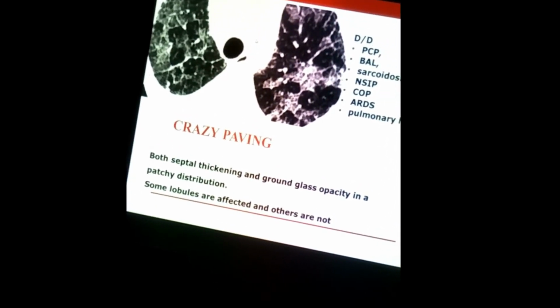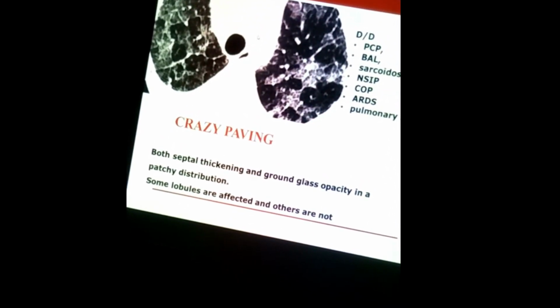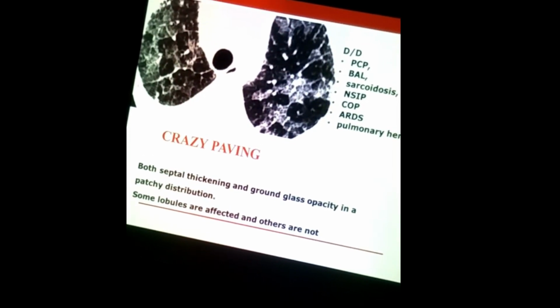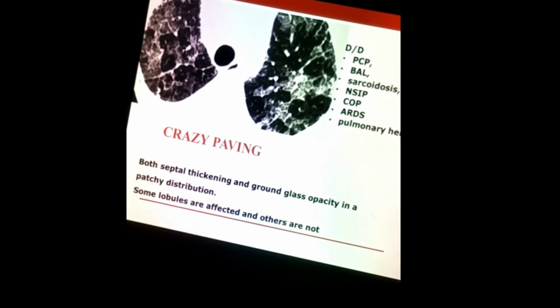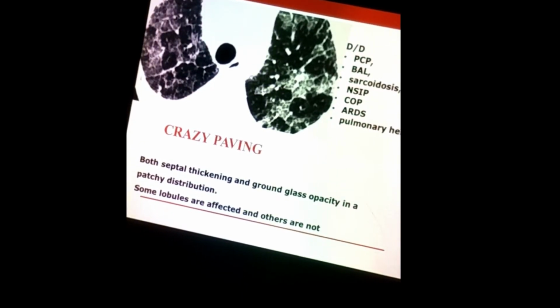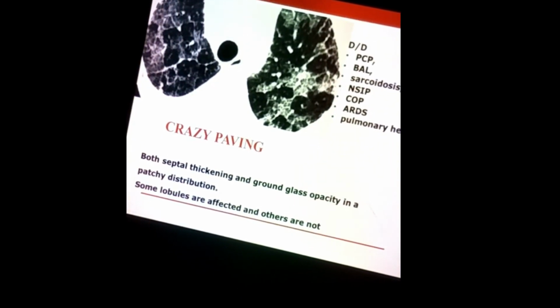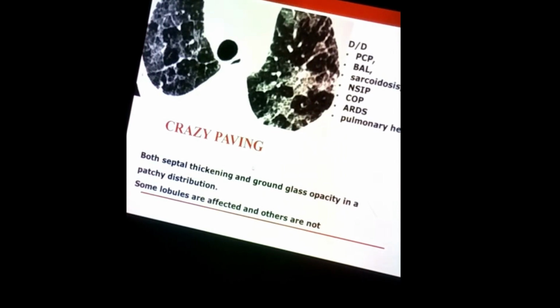So this type of picture is known as crazy paving. There are differentials of crazy paving. The most important is alveolar proteinosis, and that's PCP pneumonia, and then sarcoidosis, NSIP, POP, and ARDS.